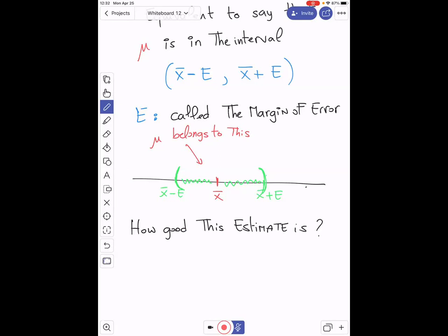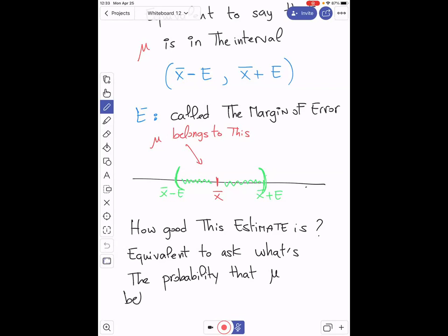Well, to answer this question, you want to find the probability that your mu belongs to this interval. This is equivalent to asking what's the probability that mu, the population mean, which is unknown, belongs to this interval, x bar minus E, x bar plus E, or this interval around x bar, right?